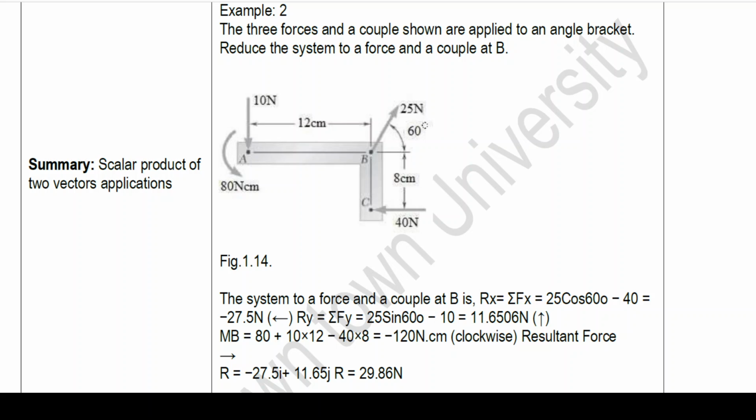And then the reaction vector R in terms of vectors. Okay, so R we will be getting minus 27.5 I and plus 11.65 J. That means Rx is minus 27.5. So Rx is denoted by I, the direction vector. And then Ry is denoted by J. So it is 11.65. Okay.